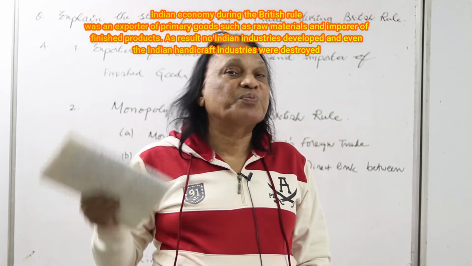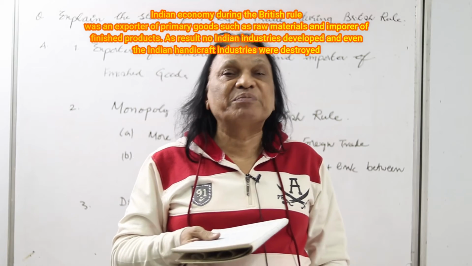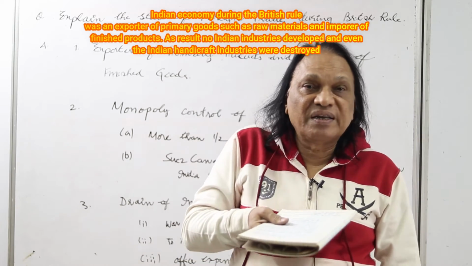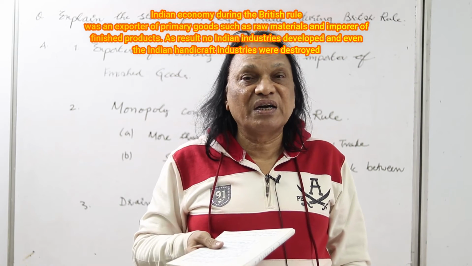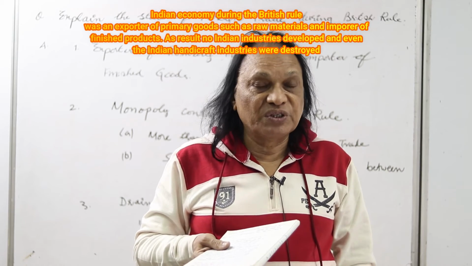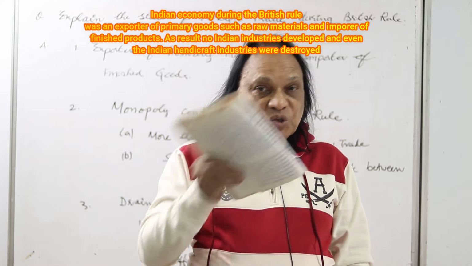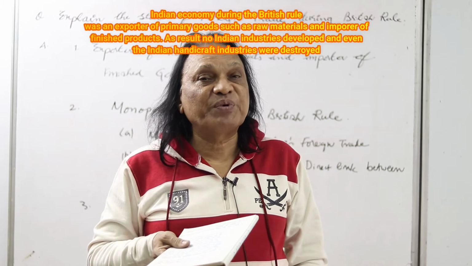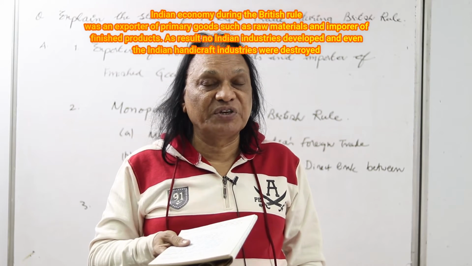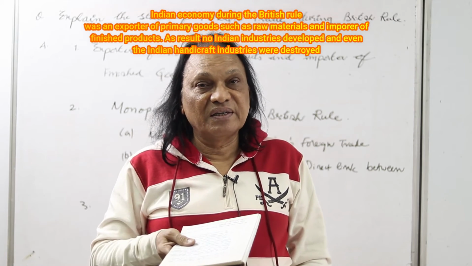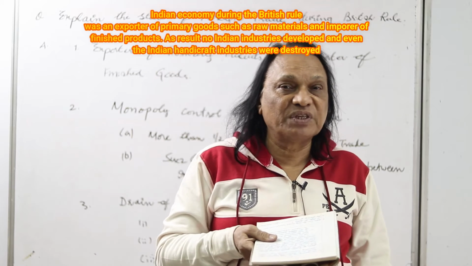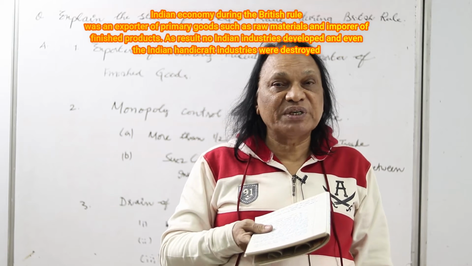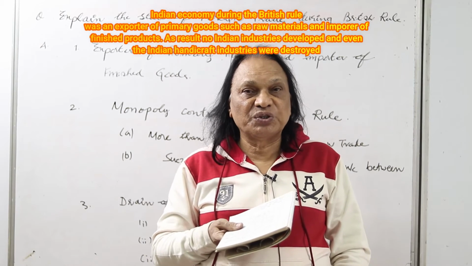So the exports from India were only primary products, primary goods, raw materials such as cotton, jute, silk. They used to export these from India, and in return the same primary products they would convert into secondary or finished products, and India used to import those from England. So the first thing was India used to export raw materials or primary goods and import finished goods.